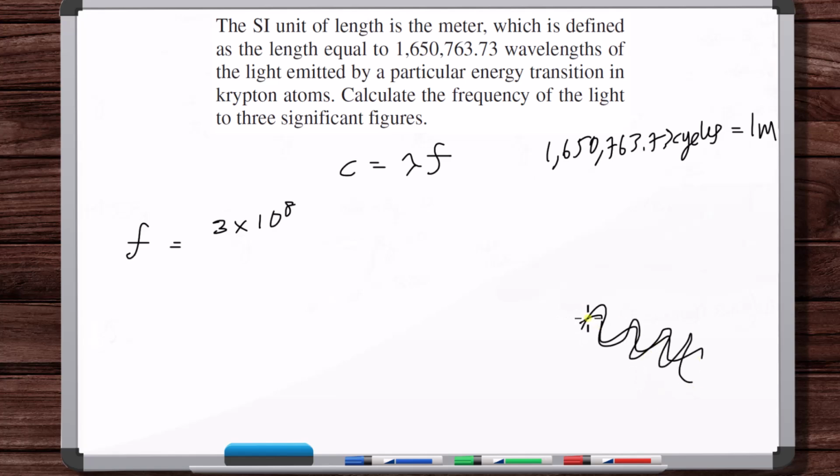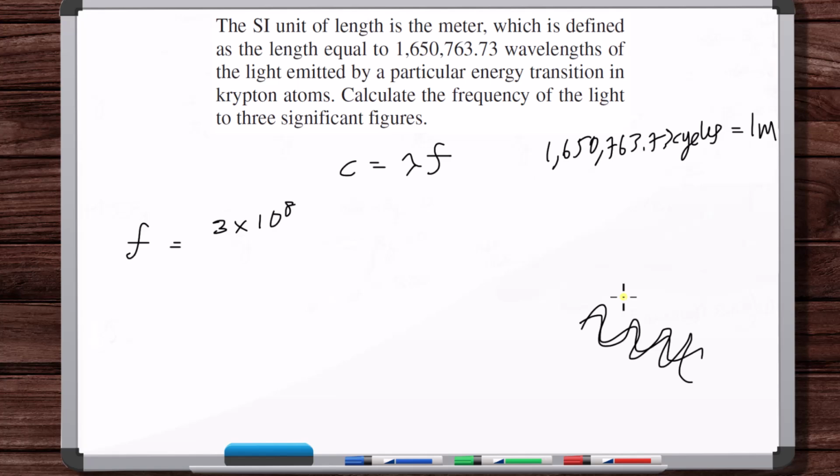Okay, once it goes through its electromagnetic cycle, the electric cycle, the magnetic cycle, when it cycles through this many cycles, so 1,650,763, and then like 3/4 of a cycle. When it's gone through that many cycles, then it's traveled a certain distance in space. That distance is 1 meter. That's the definition of the meter.